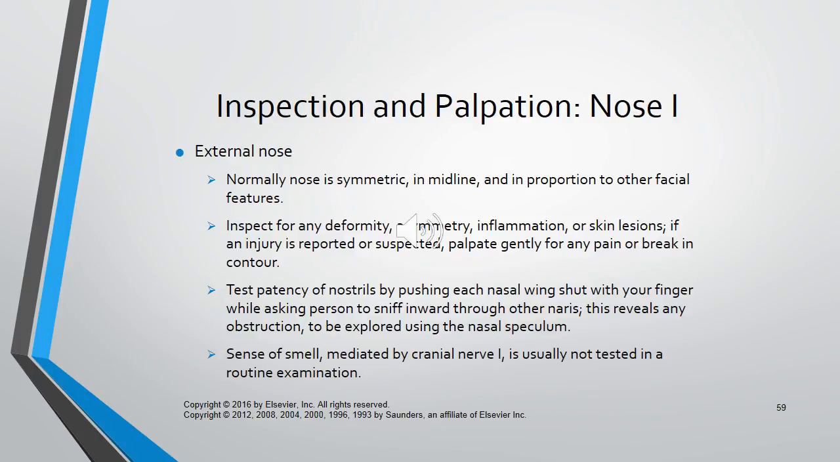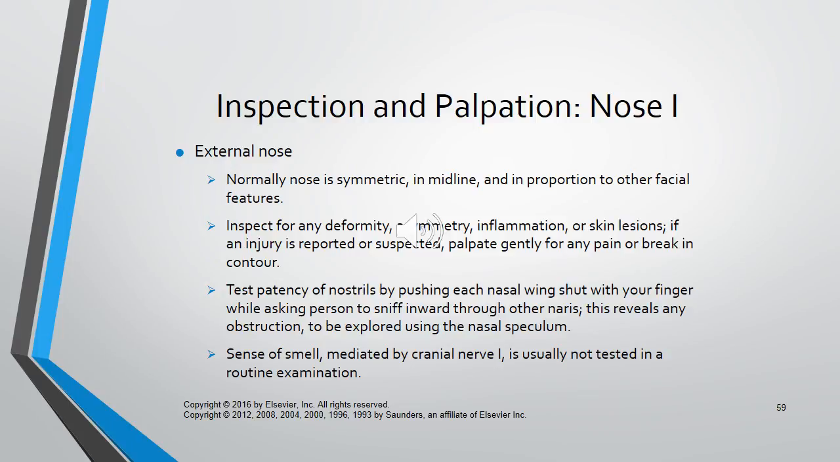Your physical assessment of the nose begins with inspection and palpation. You want to look at the external structures. The nose should be symmetric, midline, and in proportion to other facial features. You're inspecting for deformity, asymmetry, inflammation, or lesions in the skin. You'll test patency of the nostrils by closing each side and asking the person to sniff inward. You can also test sense of smell, which is mediated by cranial nerve 1.